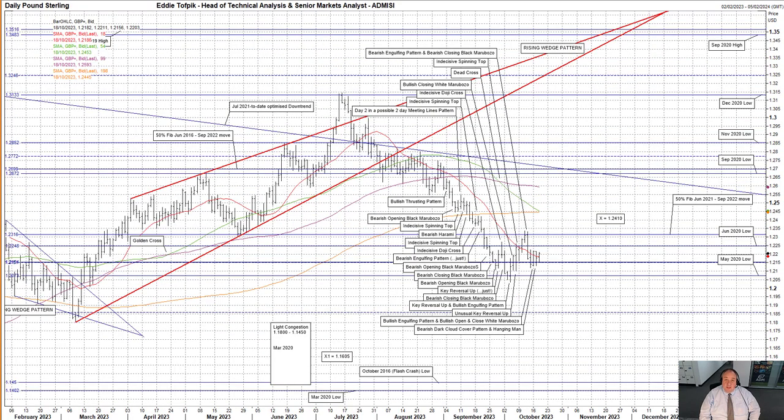Cable, aka sterling against the US dollar. A bearish dark cloud cover pattern and hanging man pattern combination yesterday as the market continues to exhibit a wide-ranging indecision between the May 2020 low at 120.73 and the 50% Fibonacci line of the June 2021 to September 2022 move at 123.16. The main recent feature had been the breakdown below and out of the March to August rising wedge pattern, highlighted on my daily chart in bright red.